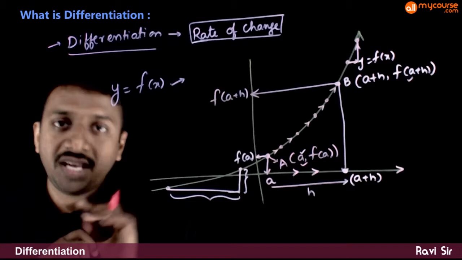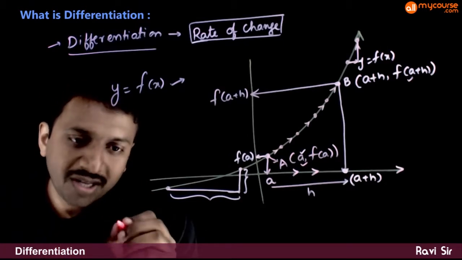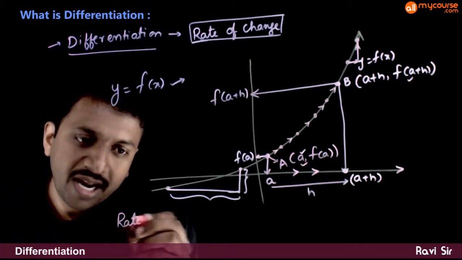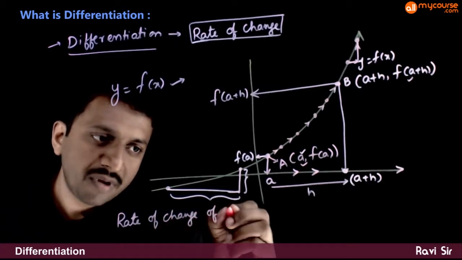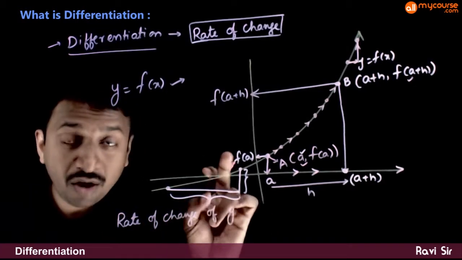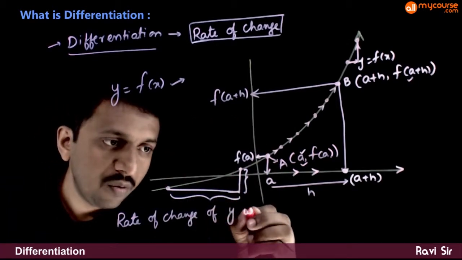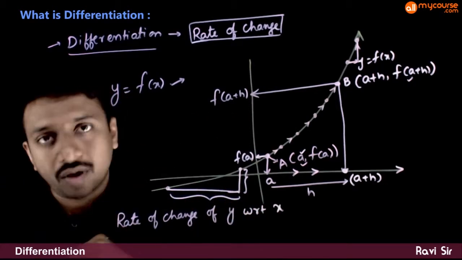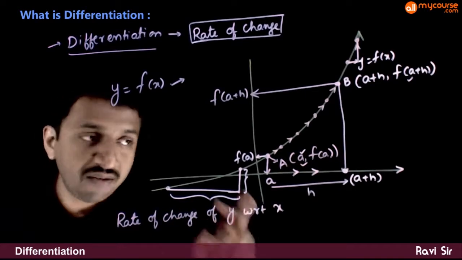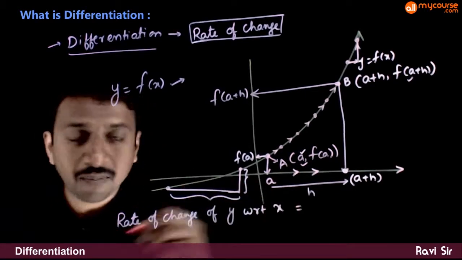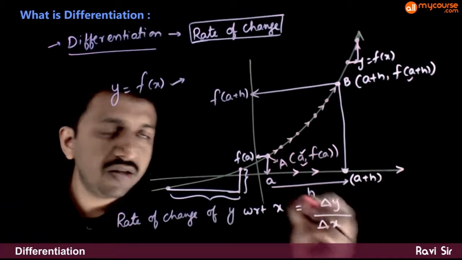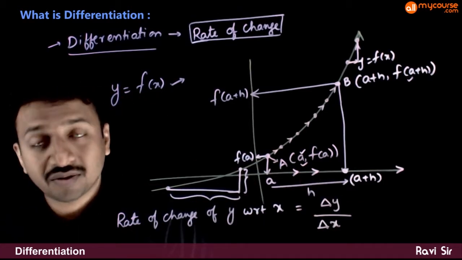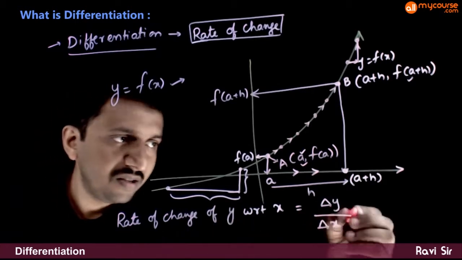Now rate of change means what? So what is rate of change? Rate of change of the y coordinate with respect to the x coordinate. The rate of change of y with respect to x is nothing but change in the value of y by change in the value of x. So that is called rate of change.